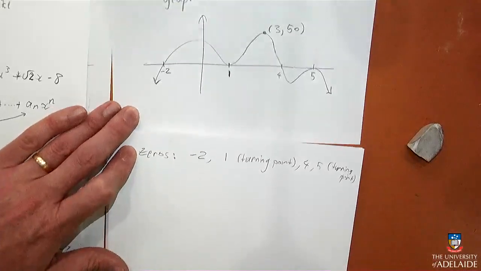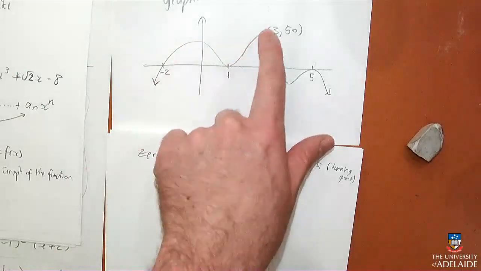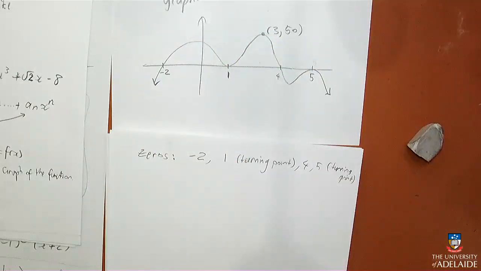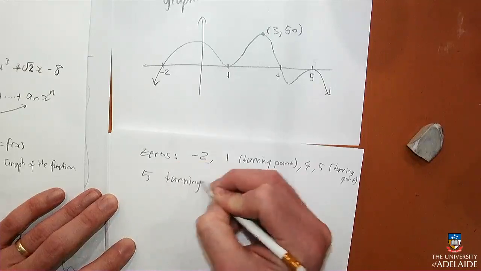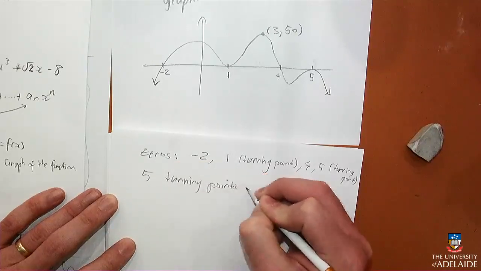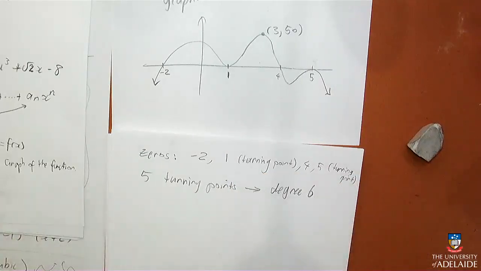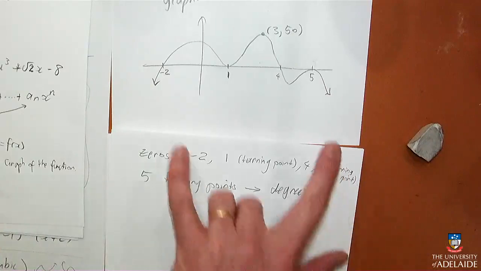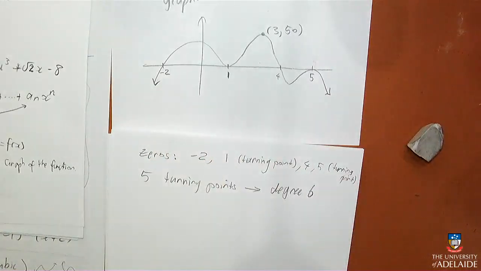Okay. When I have a look at it, let's just see there's 1, 2, 3, 4, 5 turning points, which means it could be a degree 6 polynomial. A degree 6 polynomial can have up to 5 turning points, which usually means degree 6. And we've got a confirmation here actually. Both ends are pointing the same way, which means it should have even degree, so that's pretty good.